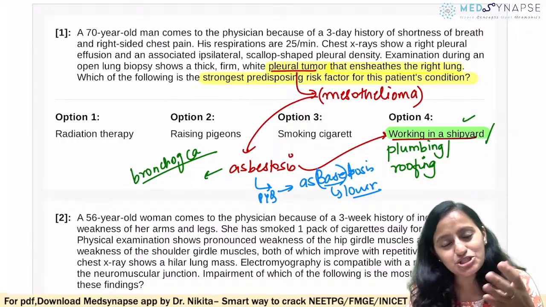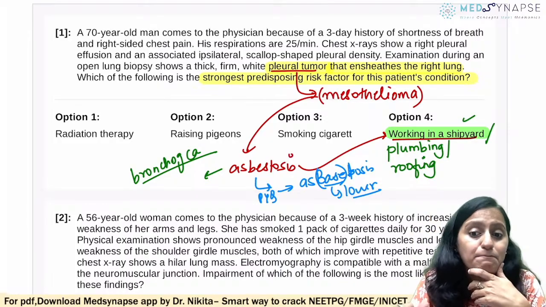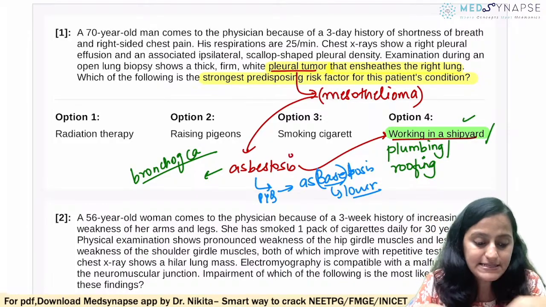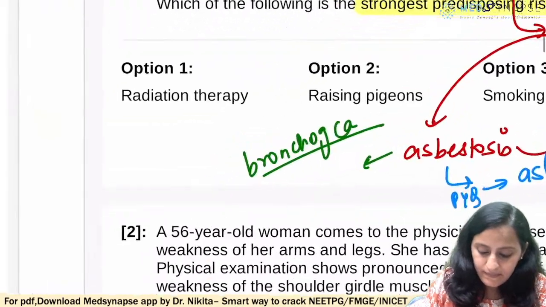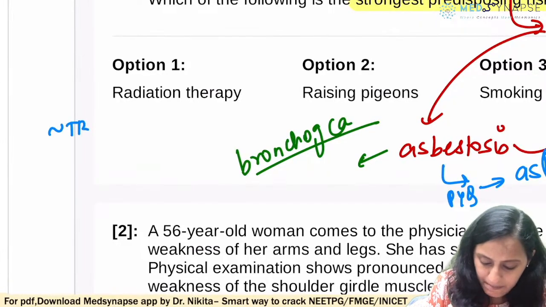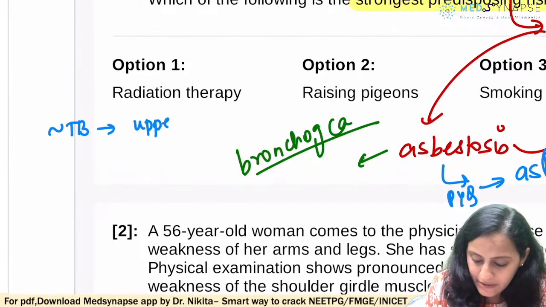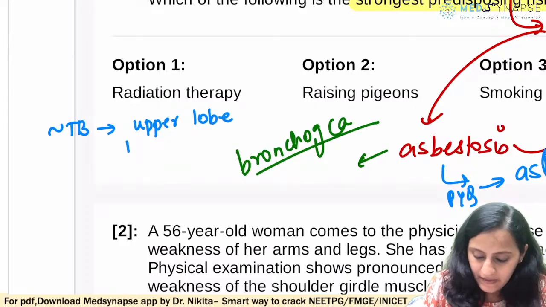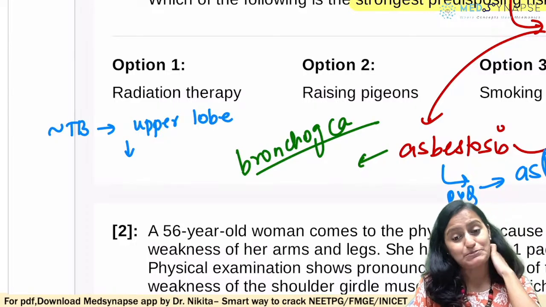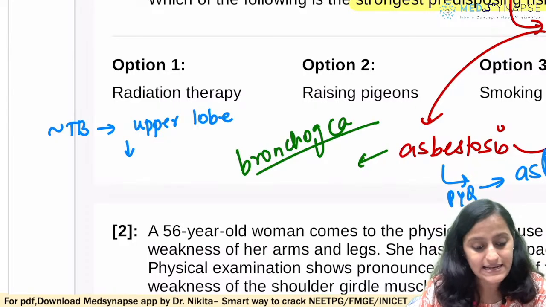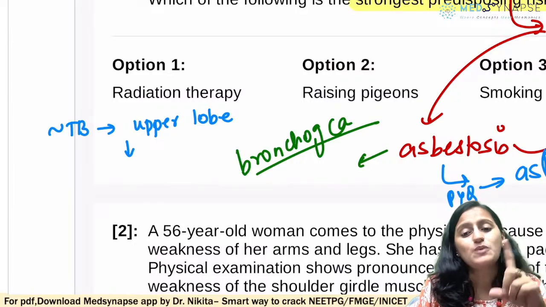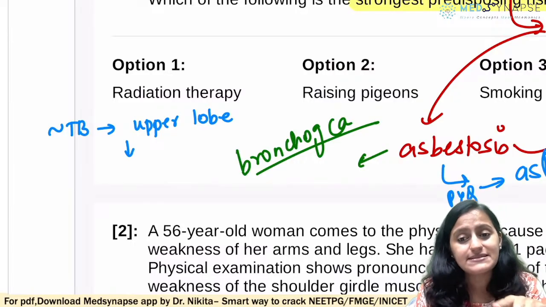So next question, tell me which one affects the upper lobe commonly and mimics TB. Which is the one which affects the upper lobe and mimics TB? Right, so there can be fibrosis, progressive massive fibrosis in the late stages. So which one, similar to TB, affects the upper lobe?